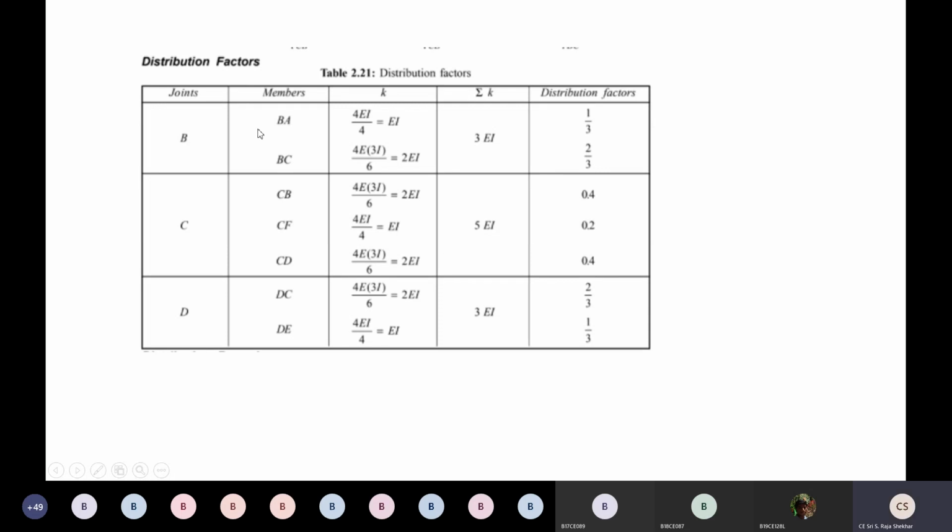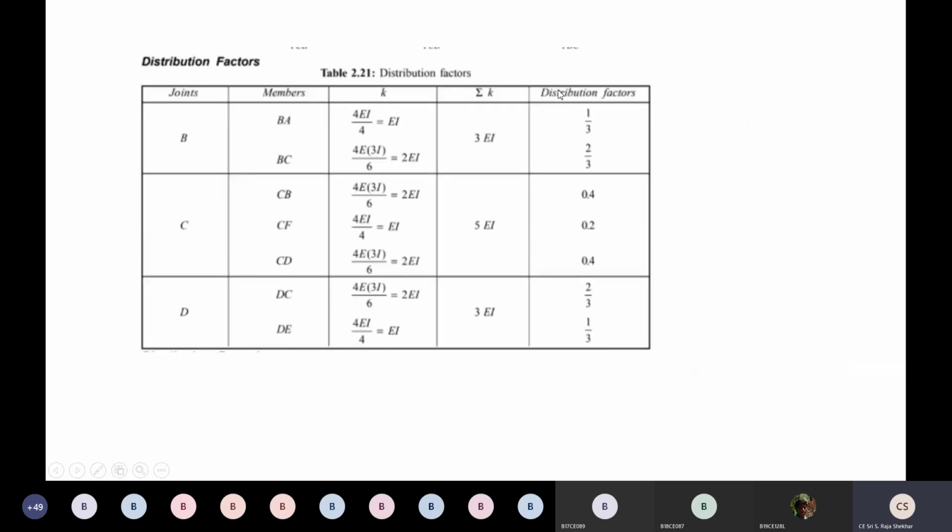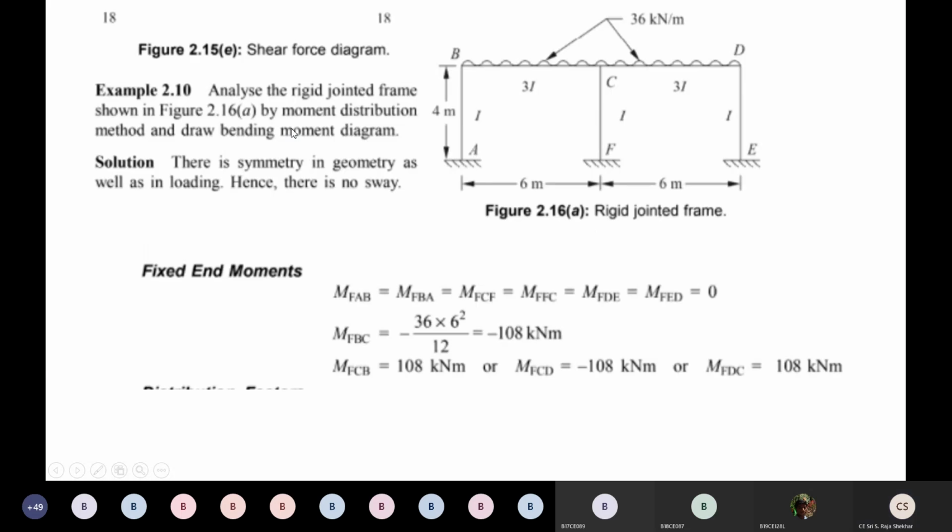At joint B, 2 members are meeting, BA and BC. For that, we need to calculate distribution factors. At A, fixed support, F fixed support, E fixed support, and everything is fixed.